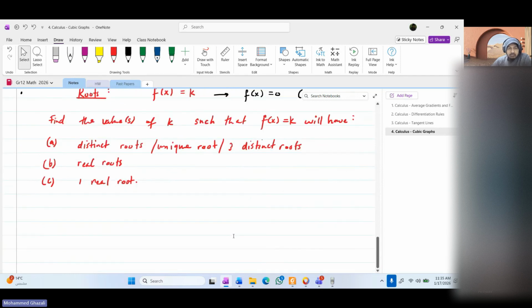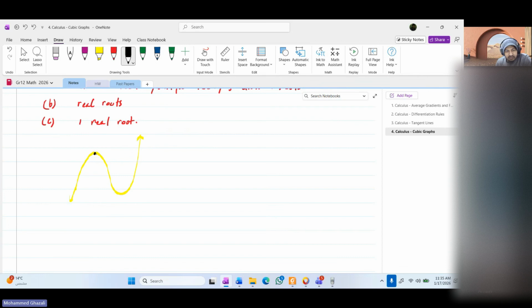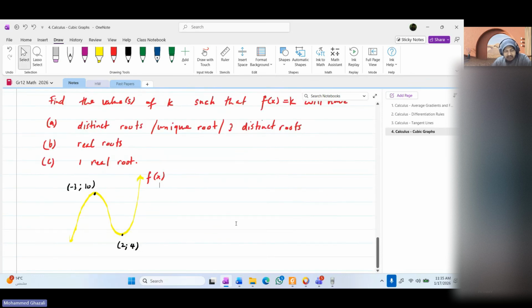Now let's look at the setup. The setup is you only need to look at the turning points, right? You only need to look at the turning point y values. So let me just put some points here like -3 and 10, 2 and 4. Now, remember this is the function f of x. How can I cut the function f of x, now remember I need answers for a, b, c, right? So the answer for a is, okay, this is my cubic function.